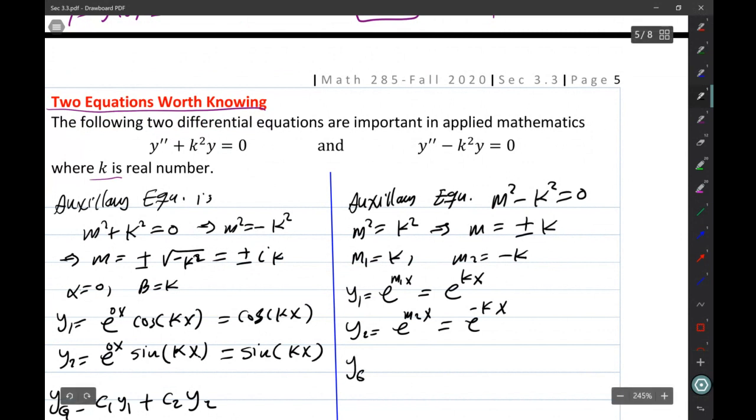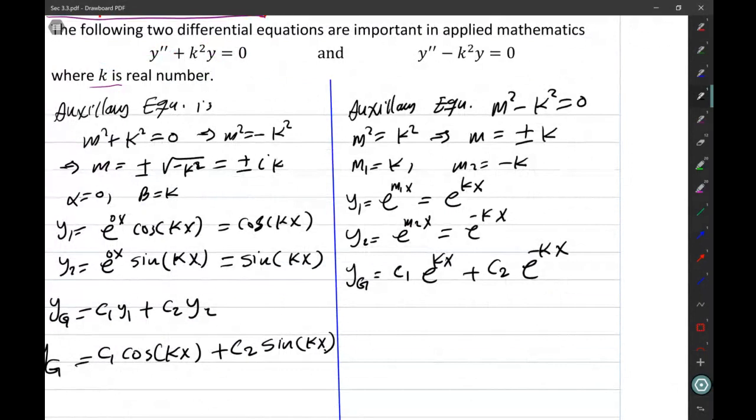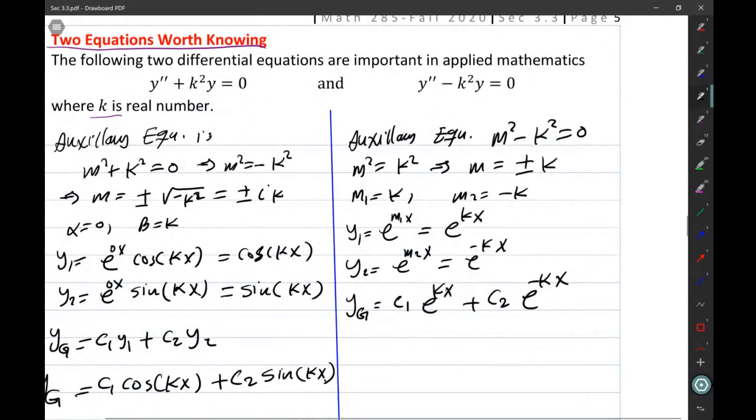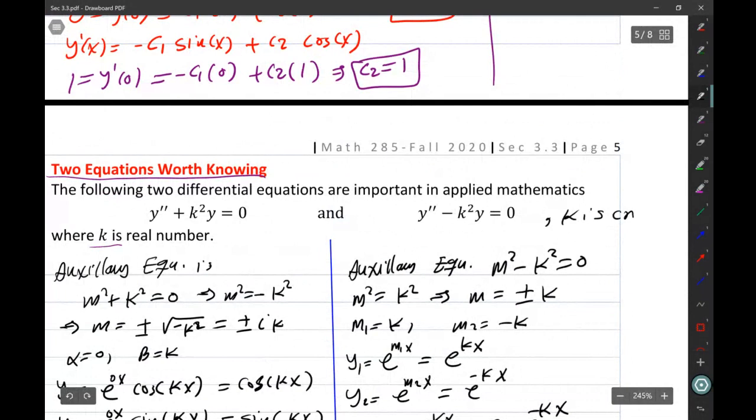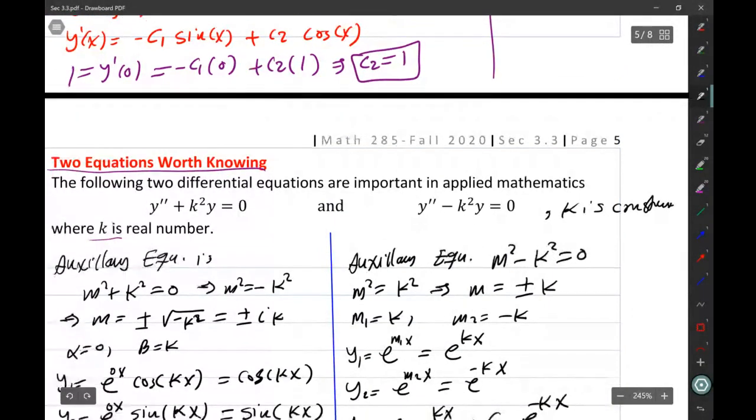Now the general solution yg is c1 e^(kx) + c2 e^(-kx). Now that's it. Yes. We don't find the value of k? No, k is a constant. So that's it. Okay. K is constant.